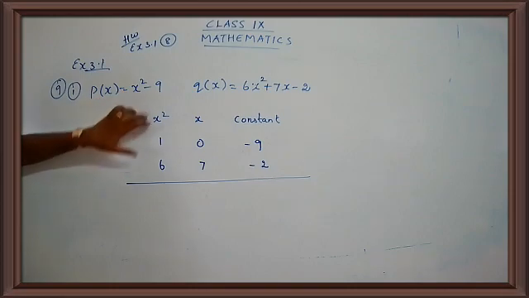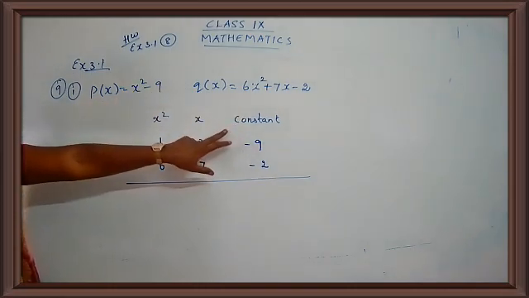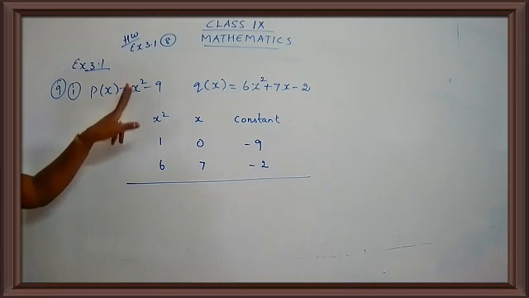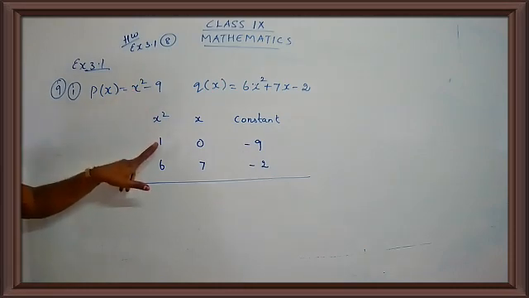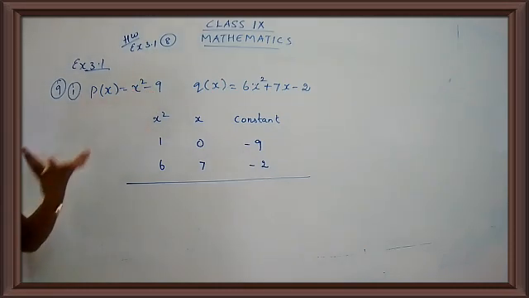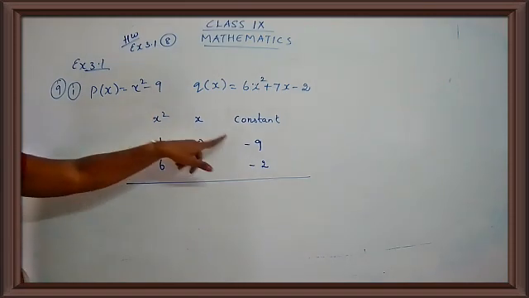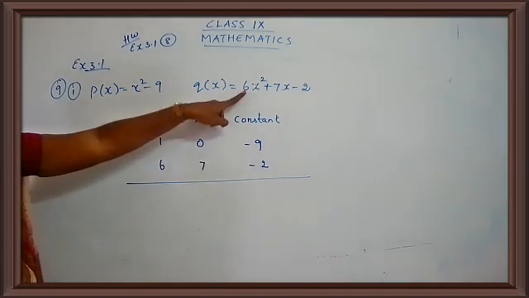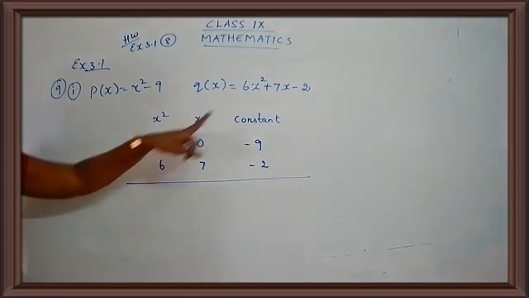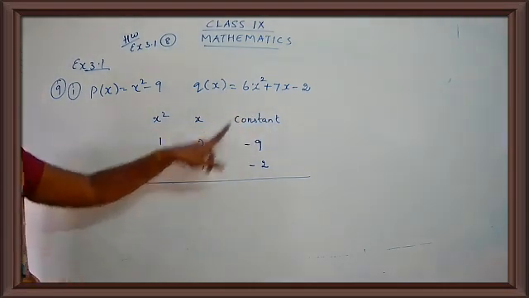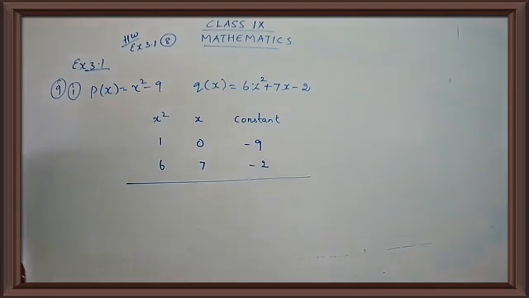x square, x, constant. For x square, what is the coefficient? What is the number with x square? 1. Is there an x term? No, so you have to put 0 here. What is the constant term here? Minus 9. What is the x square term here? 6. What is the x term here? 7. And what is the constant term here? Minus 2. So now let's go for the multiplication.